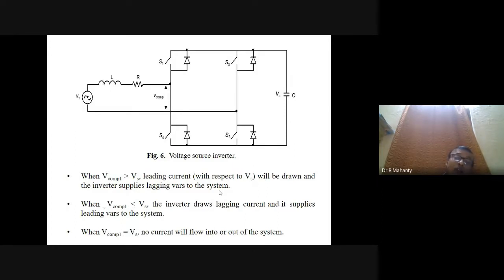And how will you get V compensation 1? By properly selecting the switching sequences of the switches S1 to S4. You can have a V compensation 1 which can be more than Vs, or less than Vs. If V compensation 1 is more than the supply voltage Vs, leading current will be drawn and the inverter supplies lagging VARs to the system. And when it is less than Vs, the inverter draws lagging current and supplies leading VARs to the system.